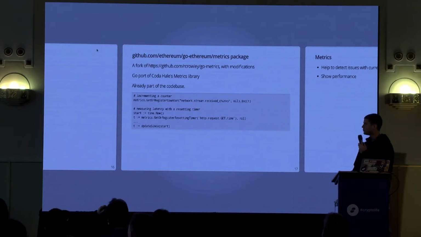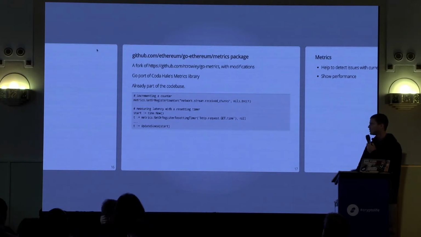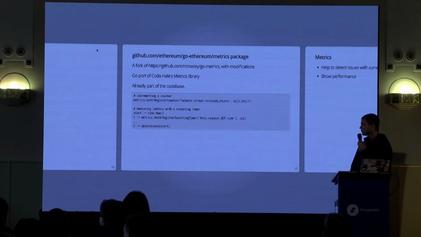So the way to instrument the code with it is basically just create, let's say, a counter and increment it, or that's an example of how you can measure latency. You basically record the time, you set your timer, and at the end you update it when the event you try to measure has finished. It's quite simple.